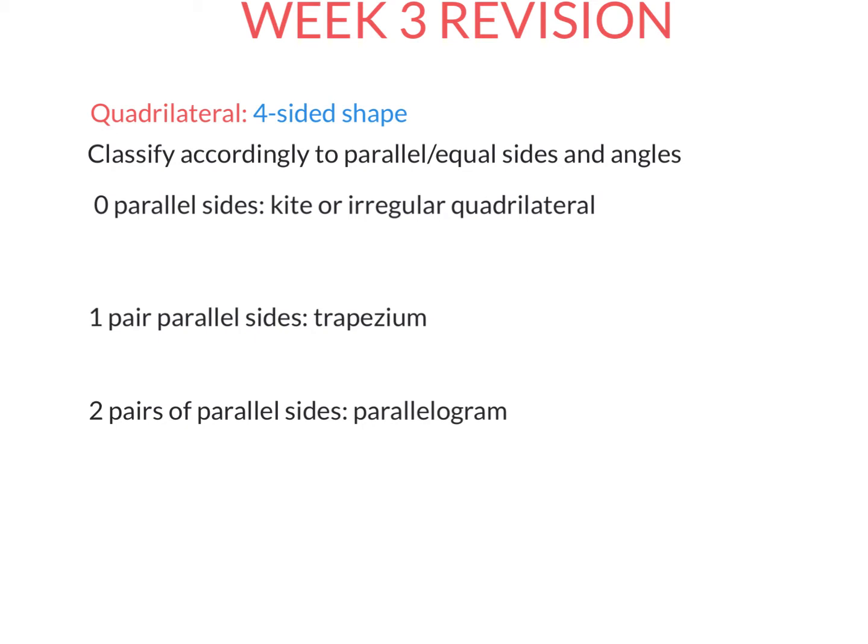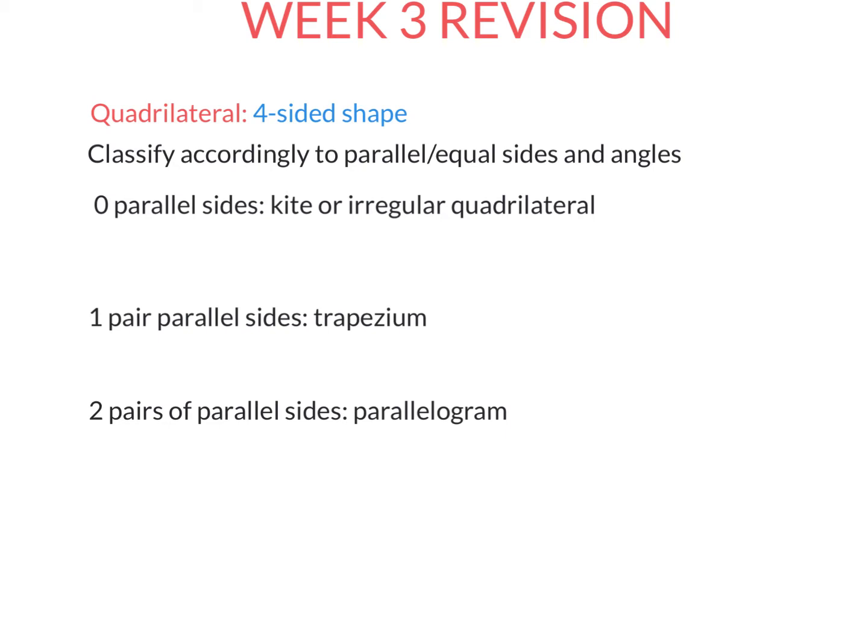So previously we looked at triangles. A triangle is any three-sided shape. This week we looked at quadrilaterals. A quadrilateral is any four-sided shape. We need to be able to classify quadrilaterals and also find unknown angles. So let's start with classifying.